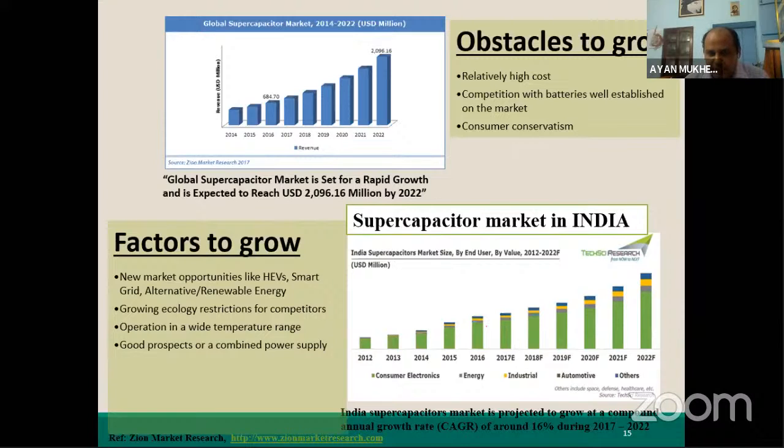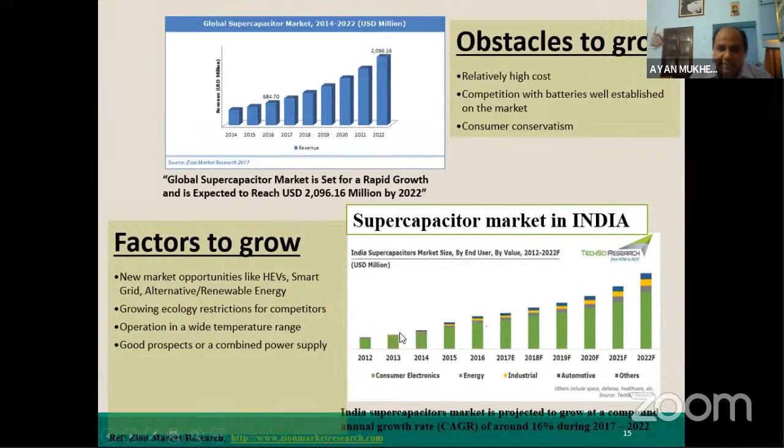But in recent times, some new market opportunities in heavy electric vehicles, smart grids, and alternative renewable energies have forced the use of supercapacitors in the world market as well as in India.